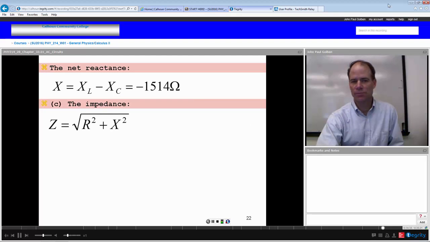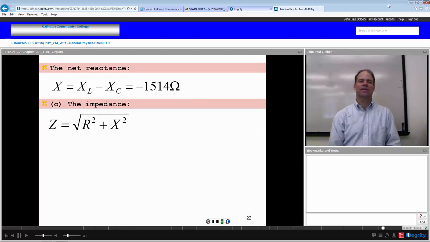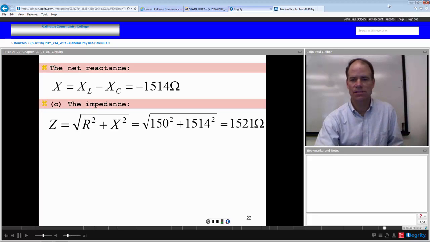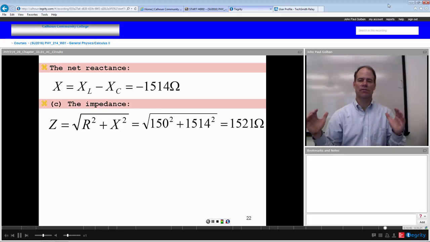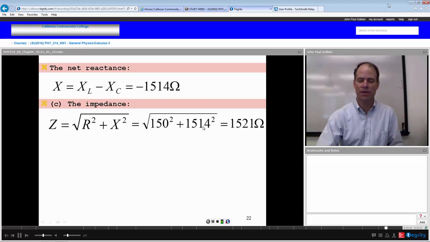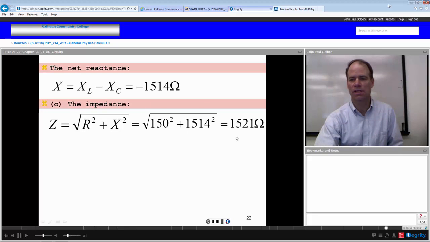So what's the impedance? The impedance is the square root of the resistance squared plus the net reactance squared. And that's going to be 150 ohms squared plus a negative 1,514 squared, but that negative squared will be a positive value. So it's going to be 1,514 squared, square root, or our impedance is going to be 1,521 ohms.